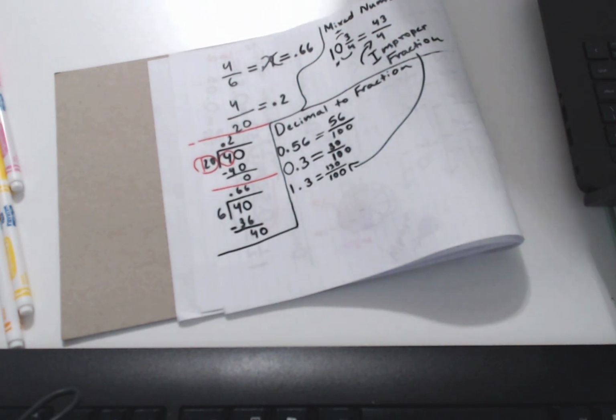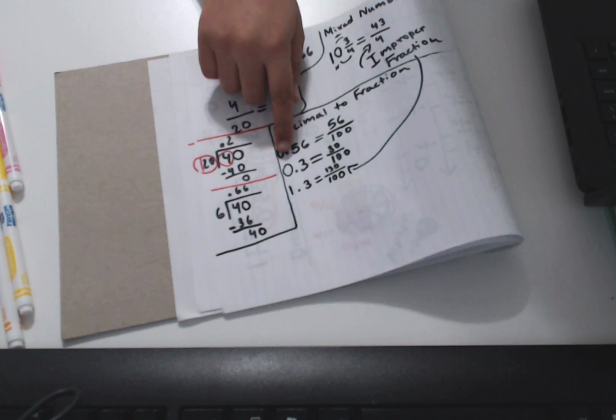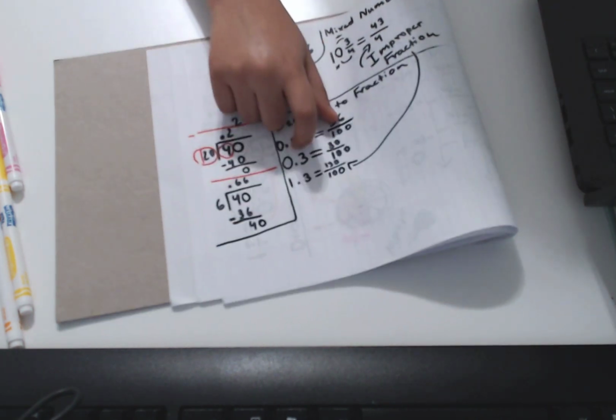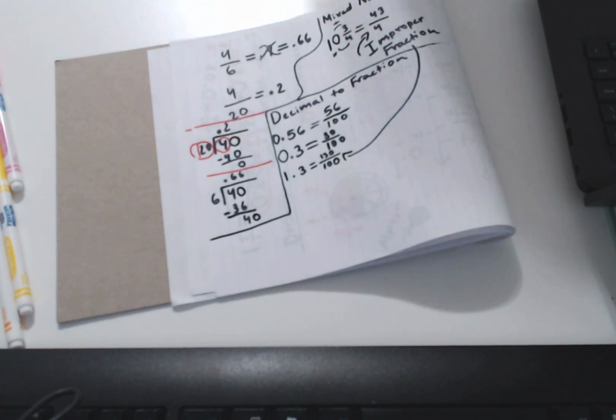1.3. 13 over 100. Wrong. It's actually 100 with, remember from our example, 30. So it's going to be 130 over 100.